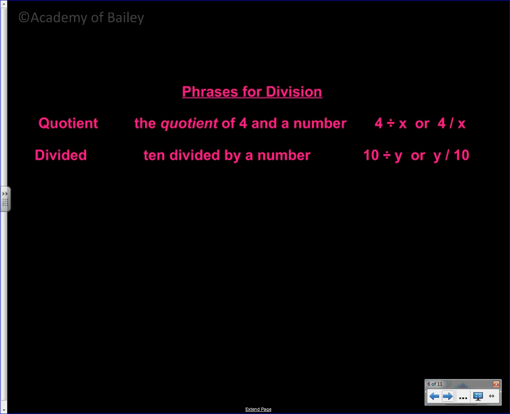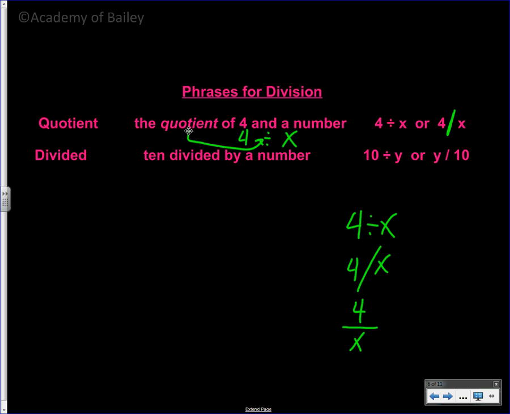And for division, quotient and divided. The quotient, okay, so we put a division symbol where the word and is, and then you drop down four and a number. Four divided by x. And right here, that's a fraction bar. You can have four divided by x, or you can have 4 over x. They're all the same.